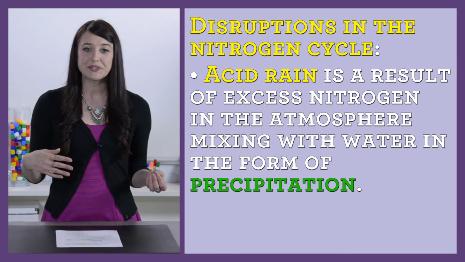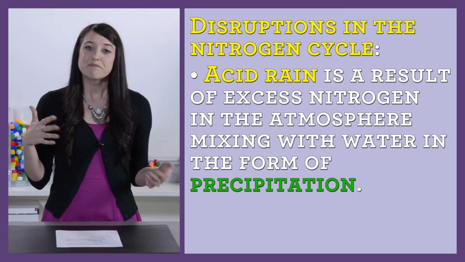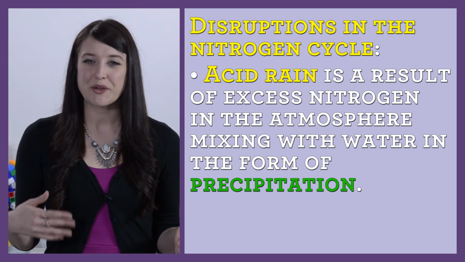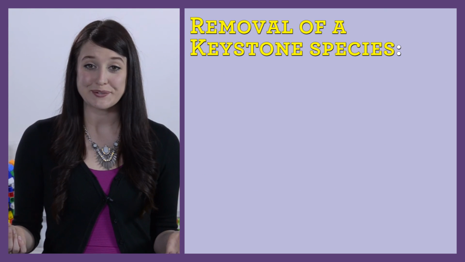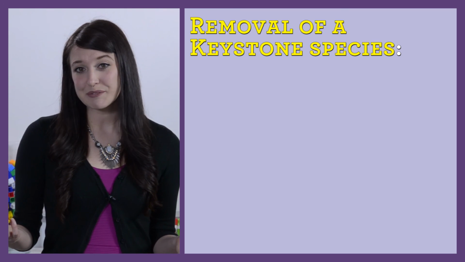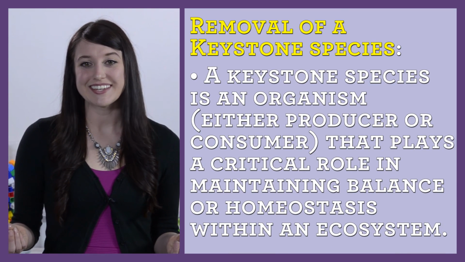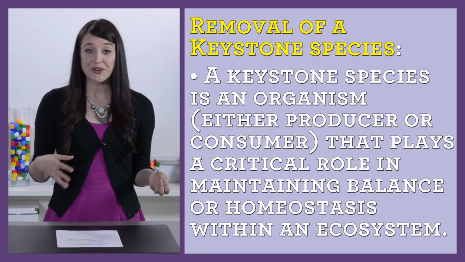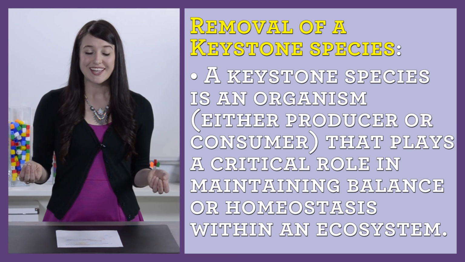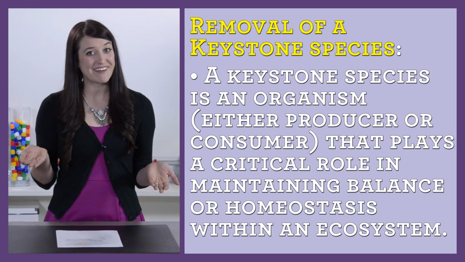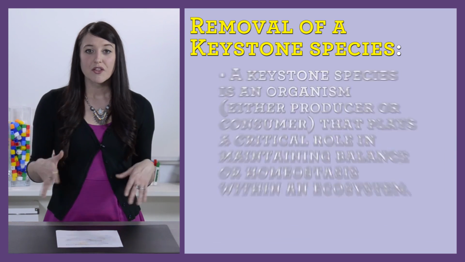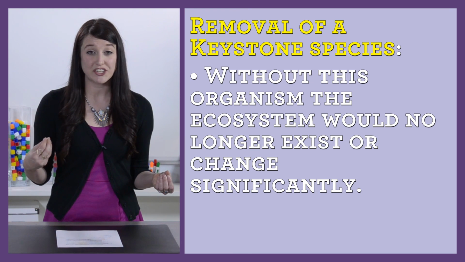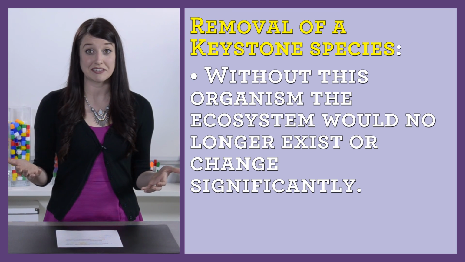Acid rain is the result of excess nitrogen in the atmosphere mixing with water in the form of precipitation. The last disruption that we will review is the removal of a keystone species. What is a keystone species? A keystone species is key or vital to an ecosystem. It is either a producer or consumer that plays a vital role in maintaining homeostasis or balance within an ecosystem. The removal of this keystone species will either cause the ecosystem to change significantly or cease to exist.